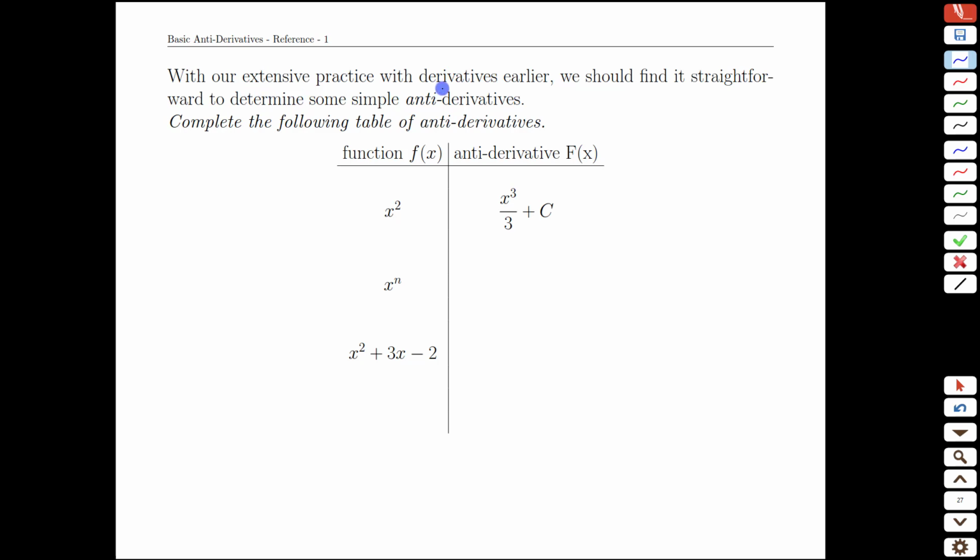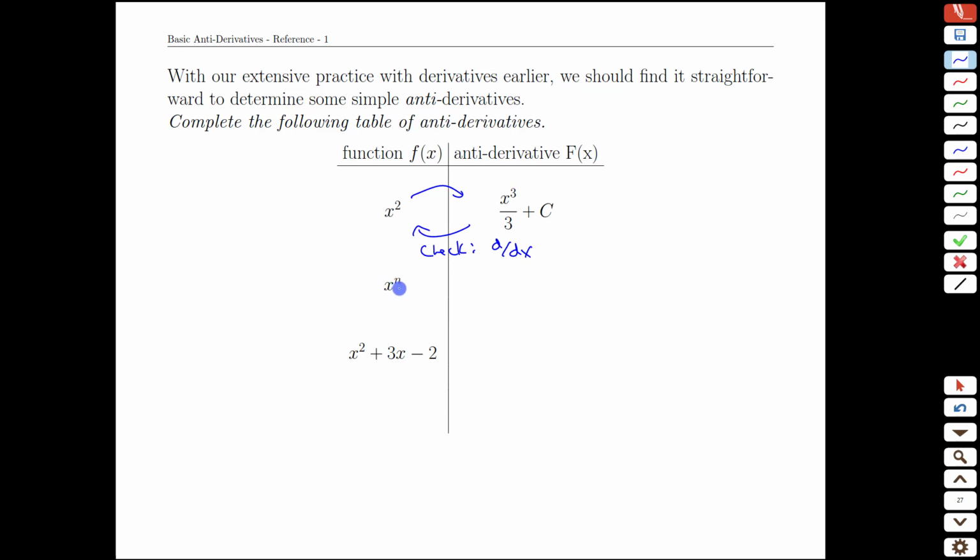In this video, we're going to take advantage of all our skills with differentiation and use that to find formulas for simple antiderivatives. In earlier videos, we saw that if we started with the function x squared, then the antiderivative would be x cubed over 3 plus any constant. And we can check that by differentiating. So everything we put in this right column here, we should be able to get the left-hand element by differentiating.